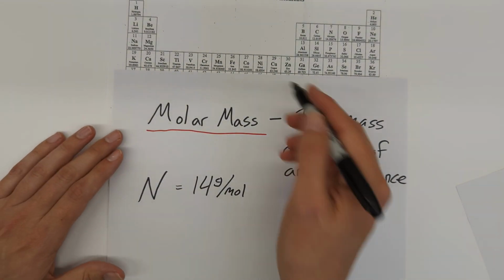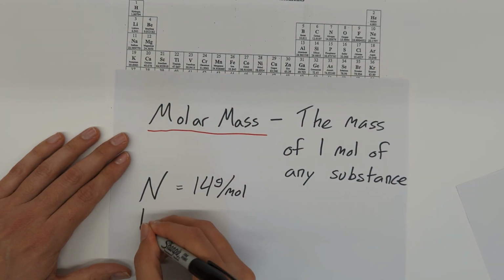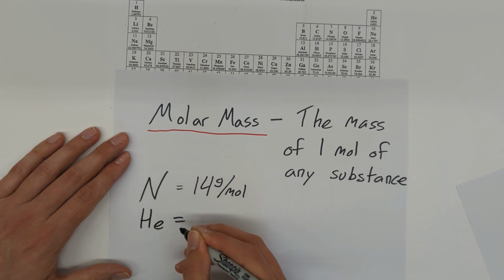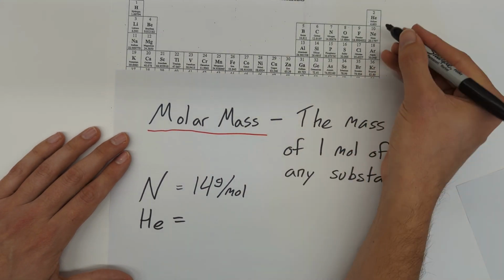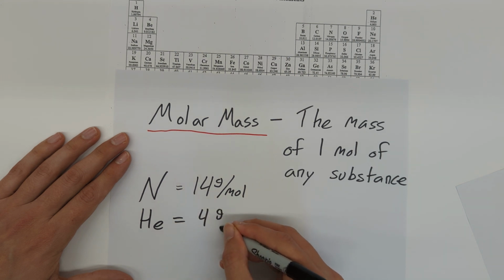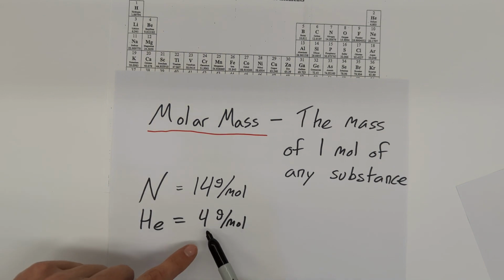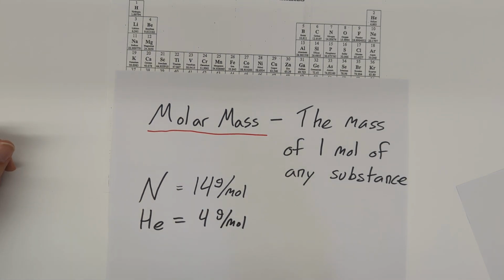So we could do a few more, and all we're looking for is what's on the periodic table. So if I picked an element like helium, we would find it right up here. And that's about 4 grams per mole. So if I had 4 grams of helium, that would also be a mole, because helium is a much lighter atom than nitrogen. I don't need as much mass to have the same number of atoms.